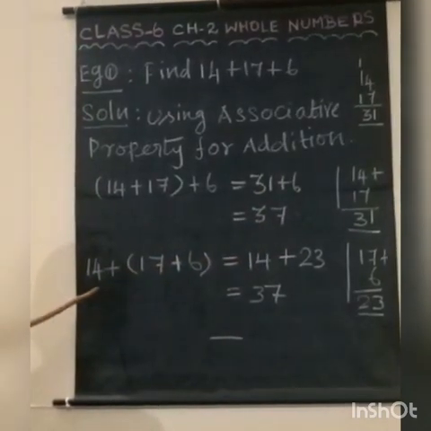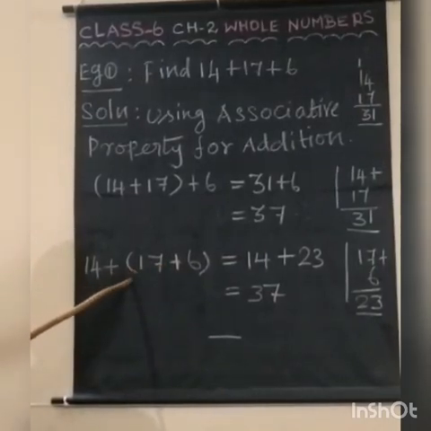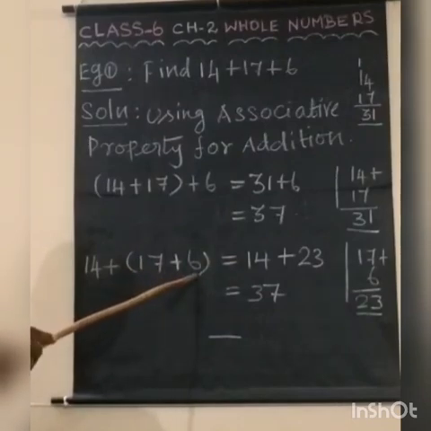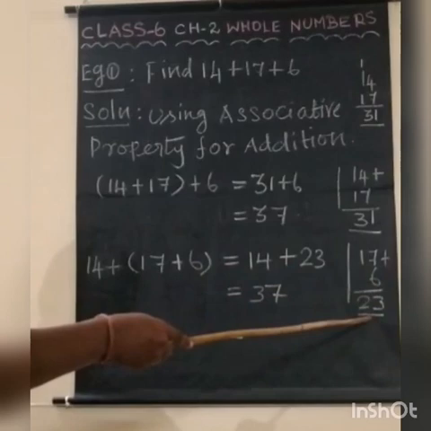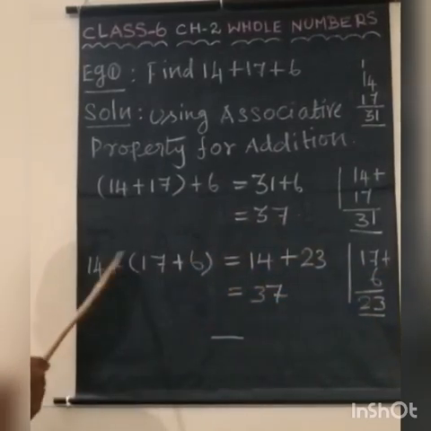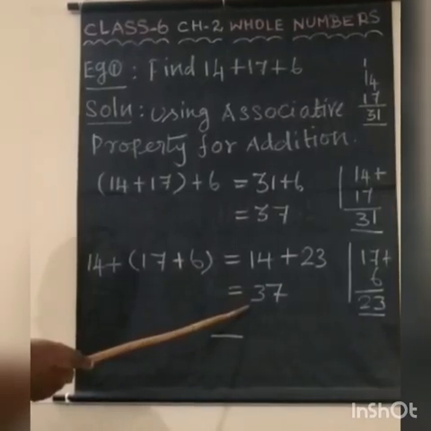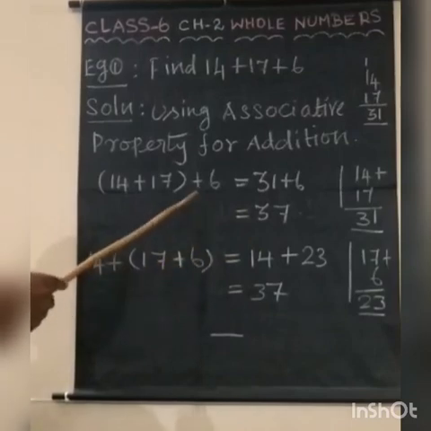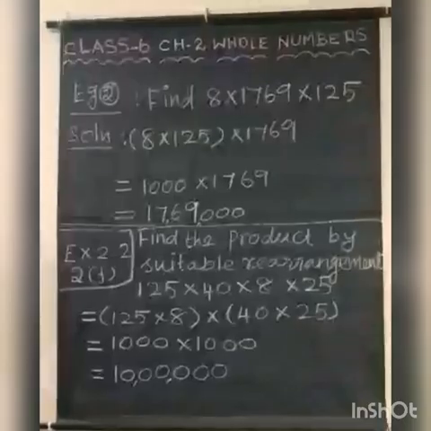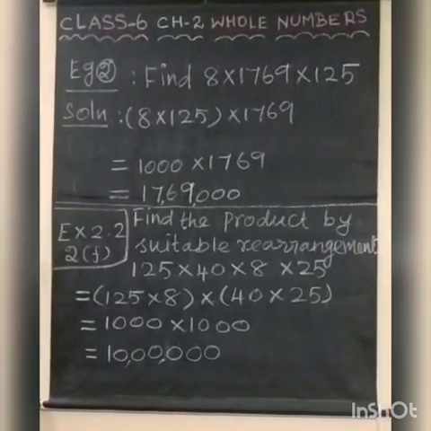Here we are grouping 17 plus 6. First we will do the bracket. So 17 plus 6 is 23. Then 14 outside, so 14 plus 23 is 37. Here we are getting the same result by both ways. Okay, now let us go to the second example.